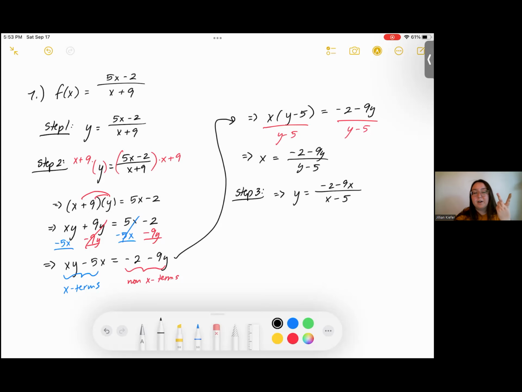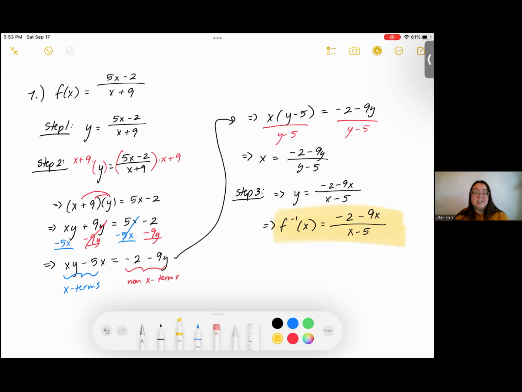So we switch in our x and our y. Then the very last step is that you replace y with f inverse of x. And we now have that f inverse of x is equal to negative 2 minus 9x divided by x minus 5. And that is our inverse function for f of x.